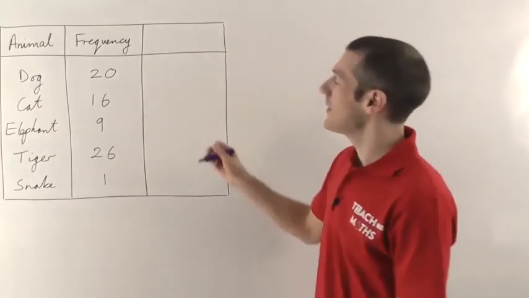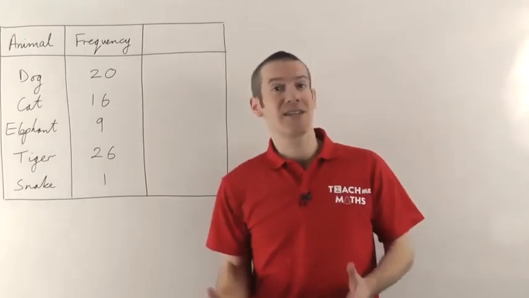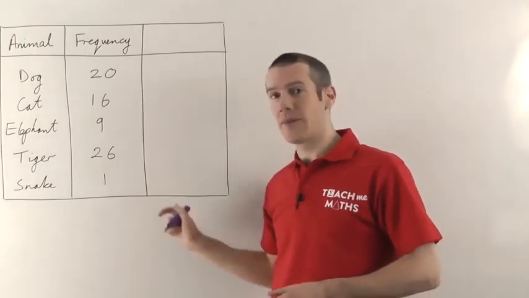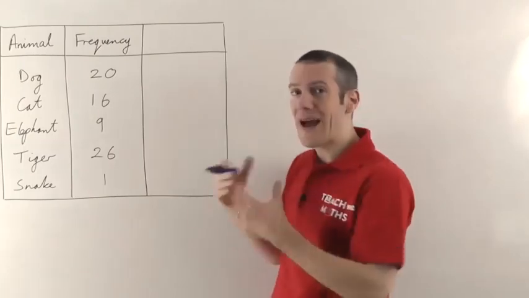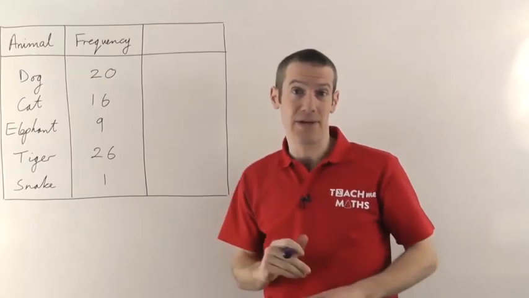snake. Now, when you construct your pie chart, you're going to need a blank column, and if you ever ask to do this in a test, they will give you this blank column here, and you use this column to work out the angles that the different segments, different wedges within the pie chart need to be.